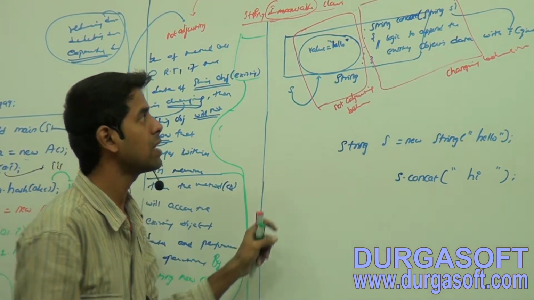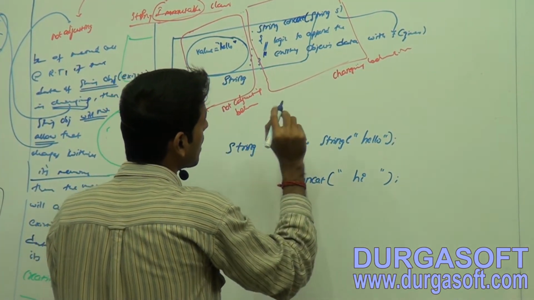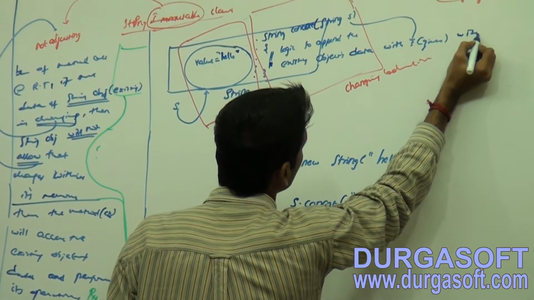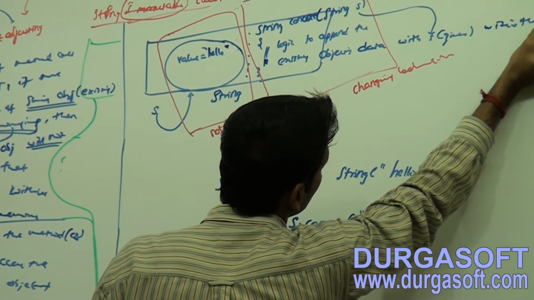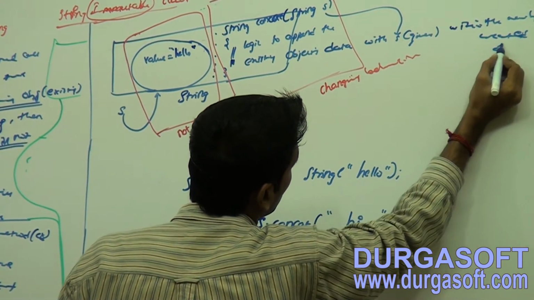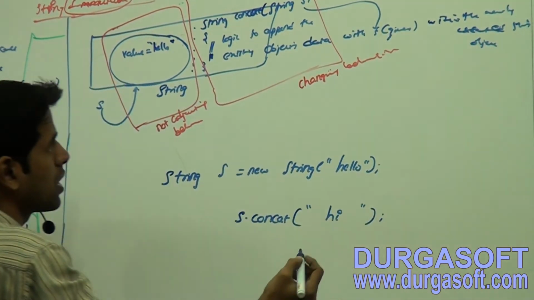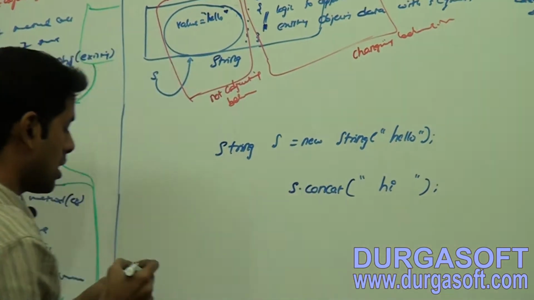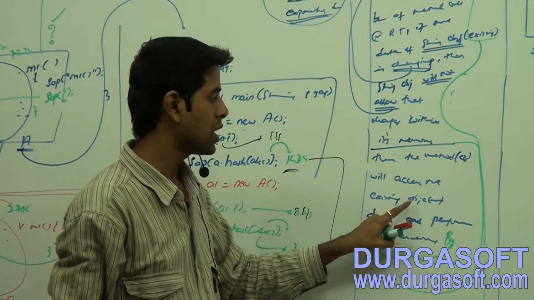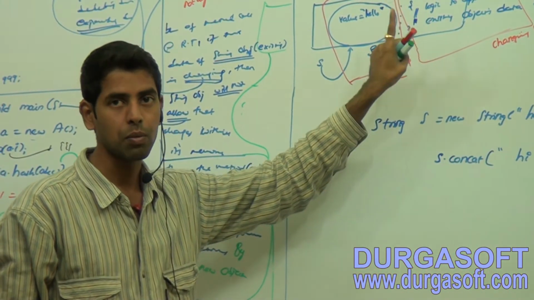What is that logic? This method takes the existing object's data with the given string, and places it within a newly created string object. Observe this part: this method will access the existing object's data. This method is purely an instance method.